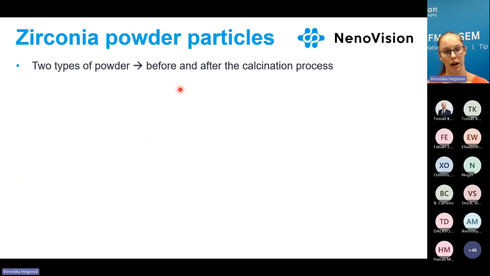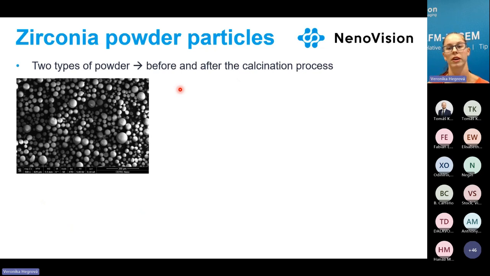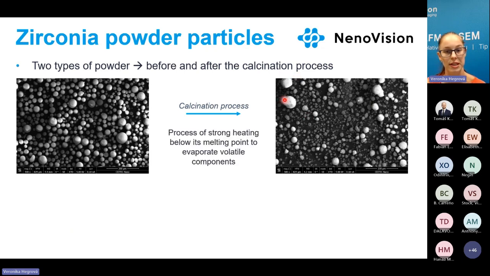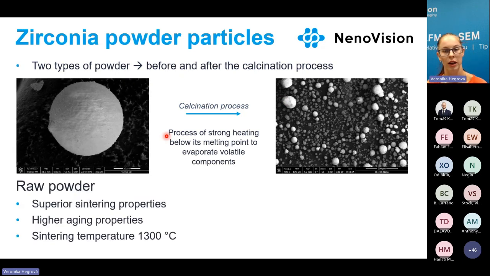So we have two types of powder which we measured: before calcination and after calcination. In SEM, we don't see much of the difference. The calcination process is a process of strong heating below its melting point, and so volatile components are evaporated.